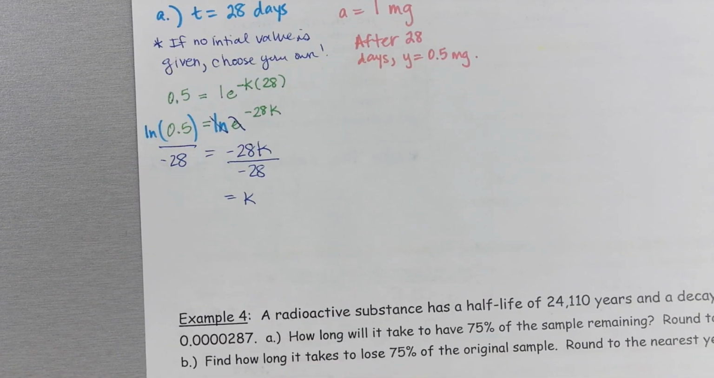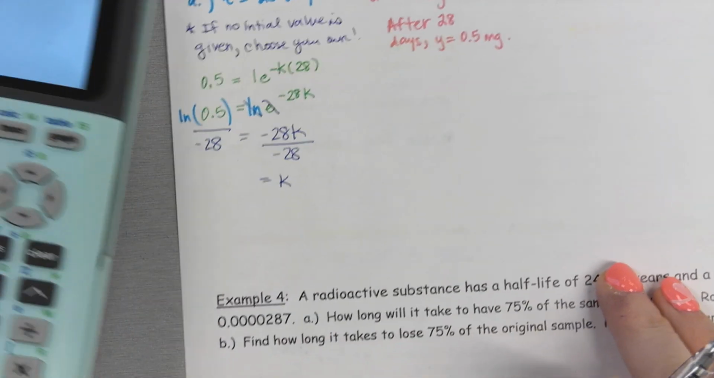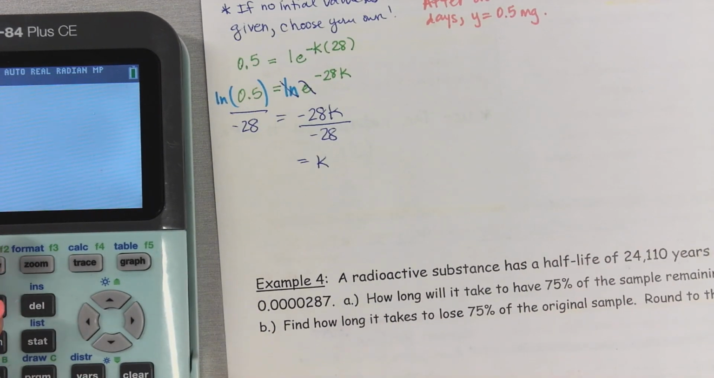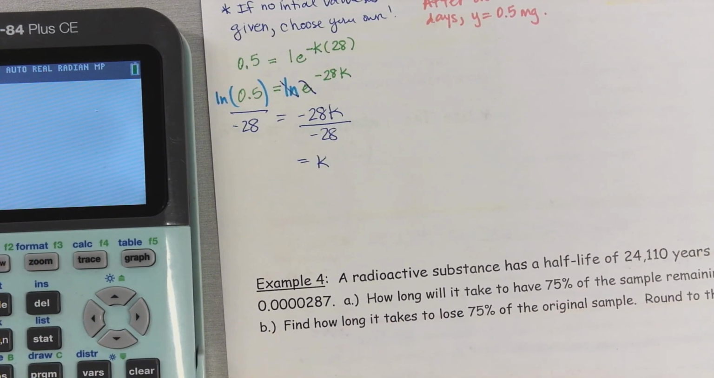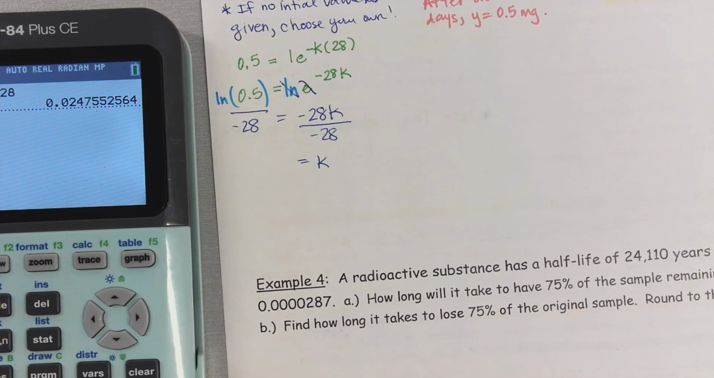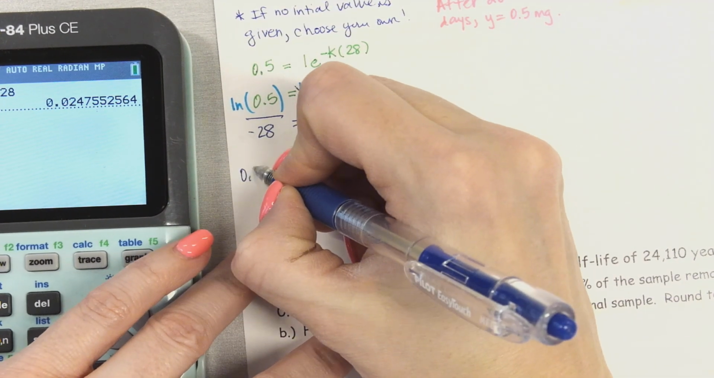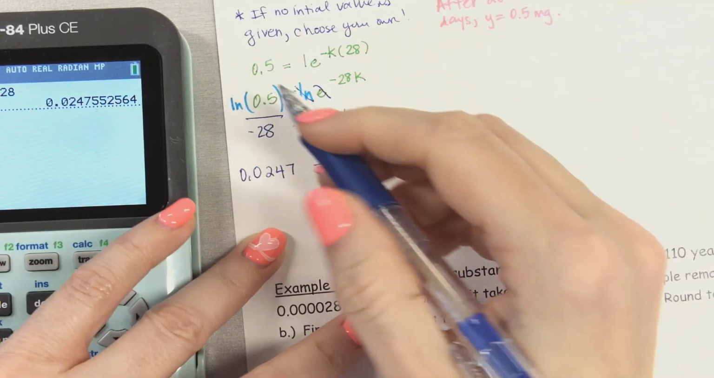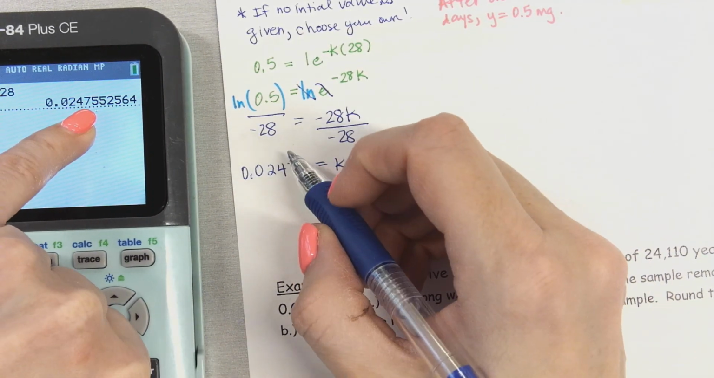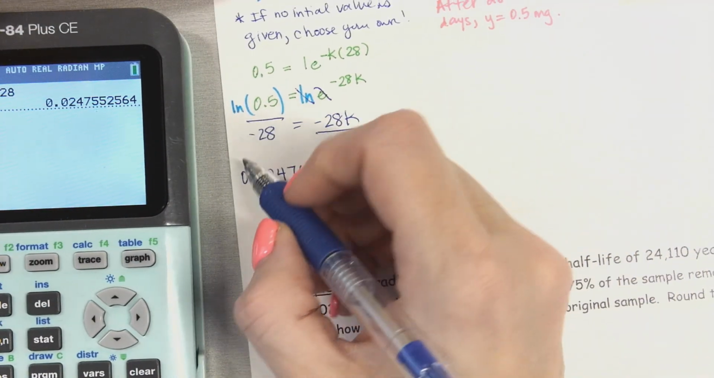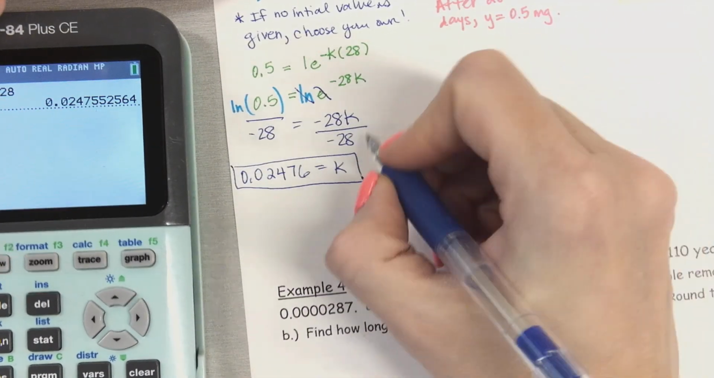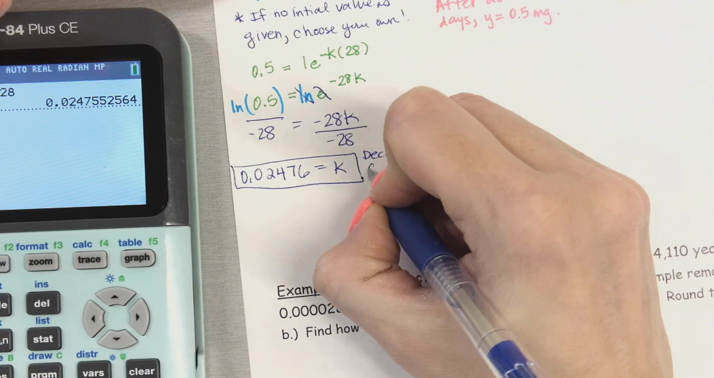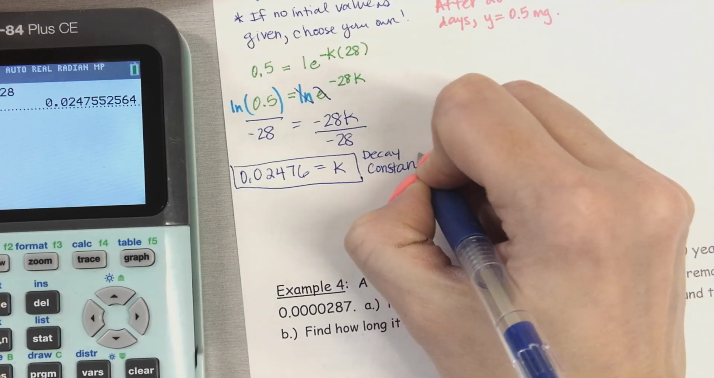Okay, so we're going to find our decay constant, and it's either 4 decimal places or 4 significant figures. Okay, so we're going to do the natural log of 0.5. Make sure you close that parenthesis, or you will not get the same thing. Okay, so 0.0247, and then that 5 is going to be pushed up to a 6. Okay, so this is the decay constant, which is what they asked us to find, the value of k.